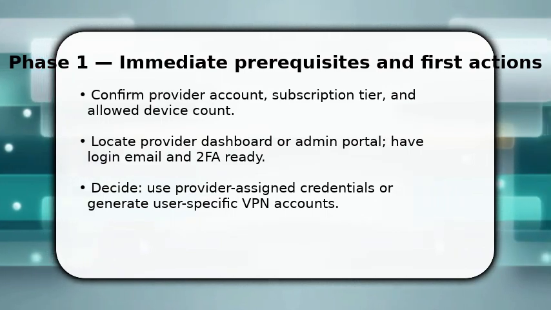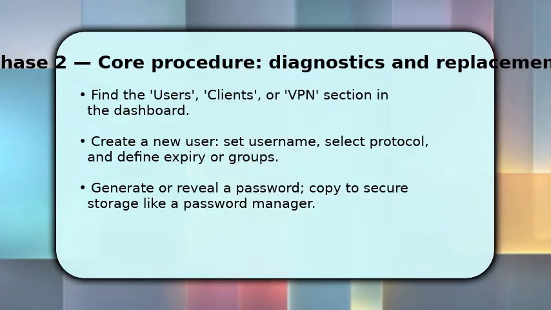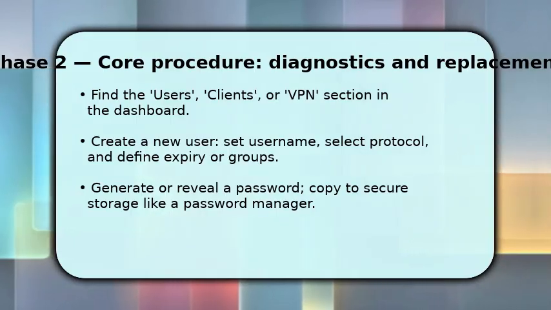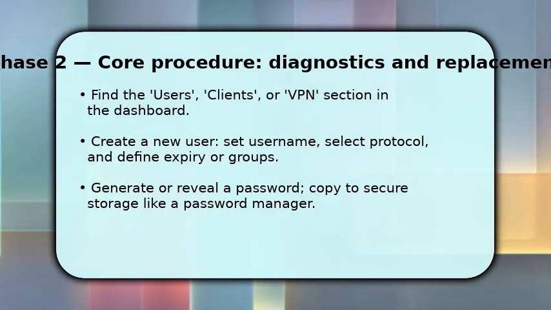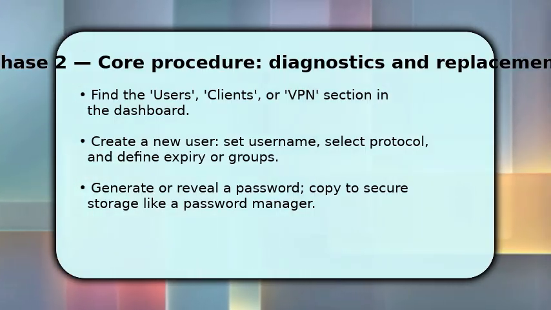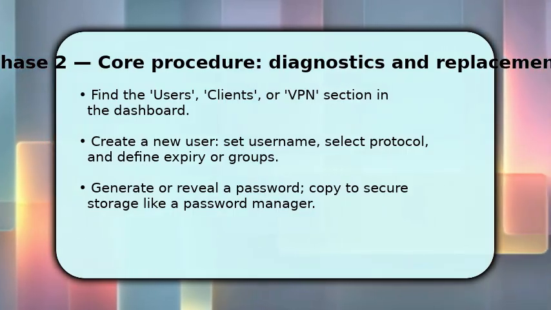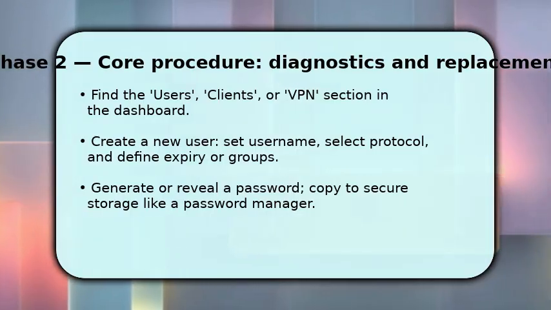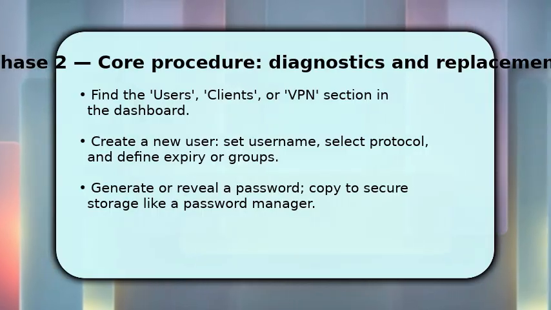You next navigate to users, clients, or VPN accounts in the dashboard. Create a new user by entering a username, assigning groups or permissions, and selecting protocol settings. This sets what networks the user can reach. After you save, generate a strong password or reveal the provider-generated one. Copy it immediately into a secure password manager. If the system issues a config file instead, download the file and confirm the embedded username and password.